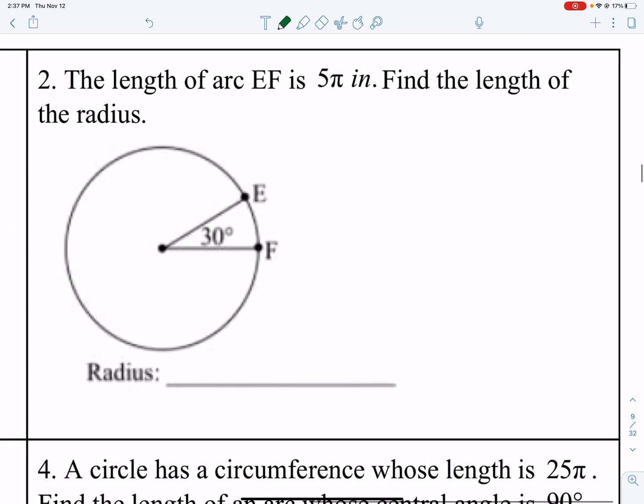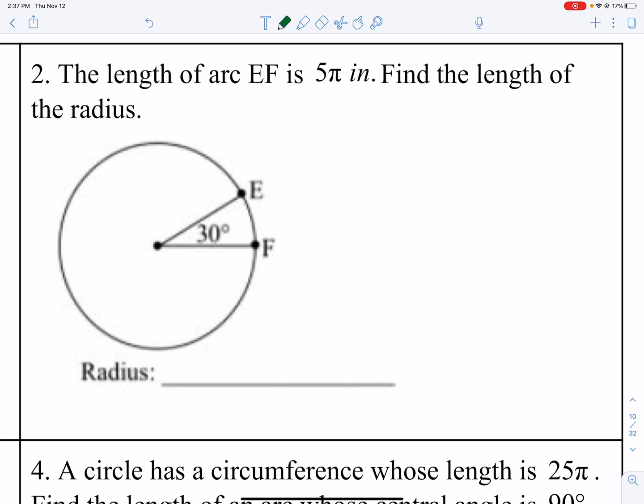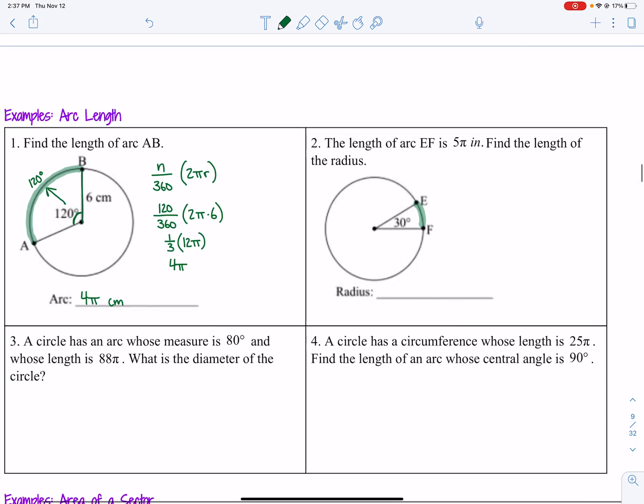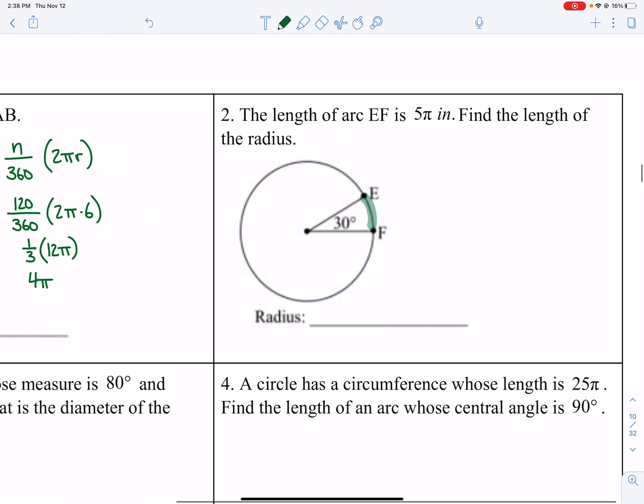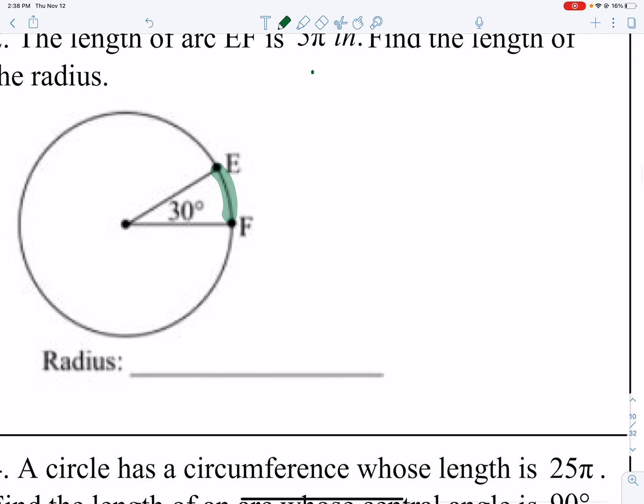All right, example 2 says the length of arc EF is 5 pi. Find the length of the radius. So we have to work backwards. If we know the length of the arc is 5 pi inches, we're going to fill that in. First let's write out our formula. I'm going to put L for length, equal to our formula in number 1, and I'm going to write arc length. So L is equal to n over 360 times 2 pi r.